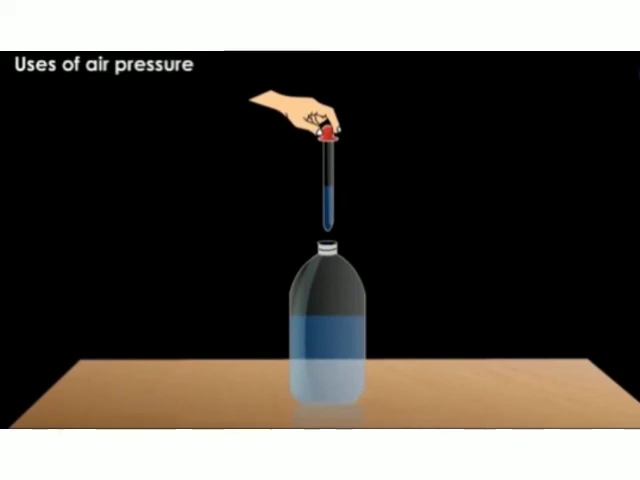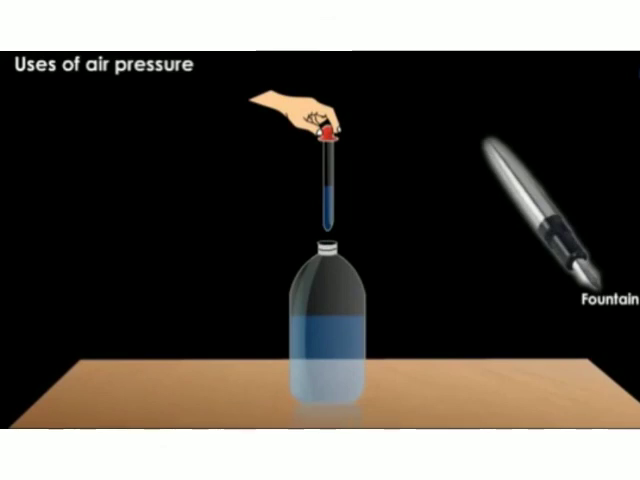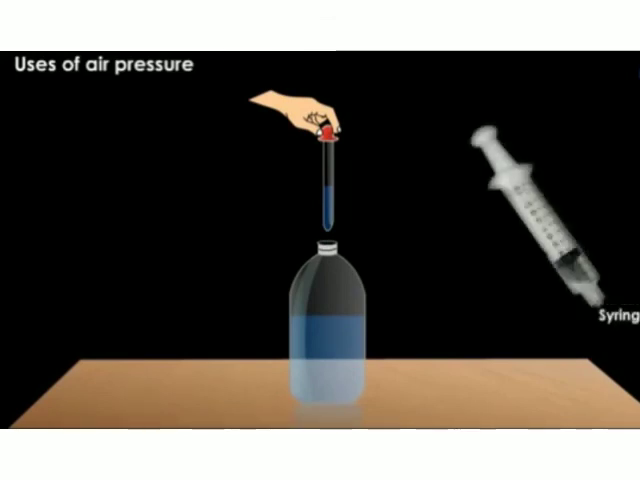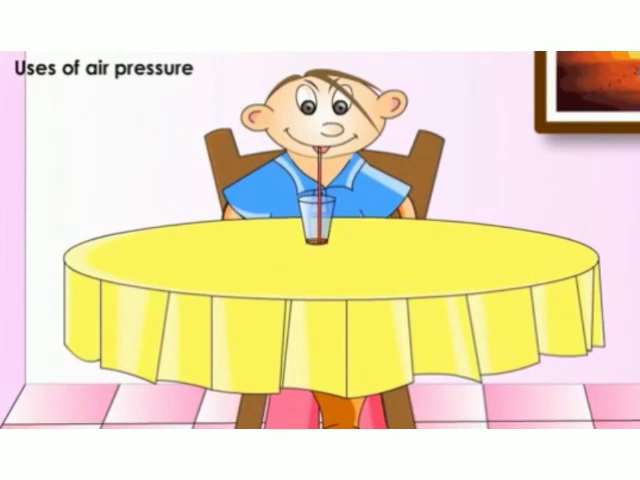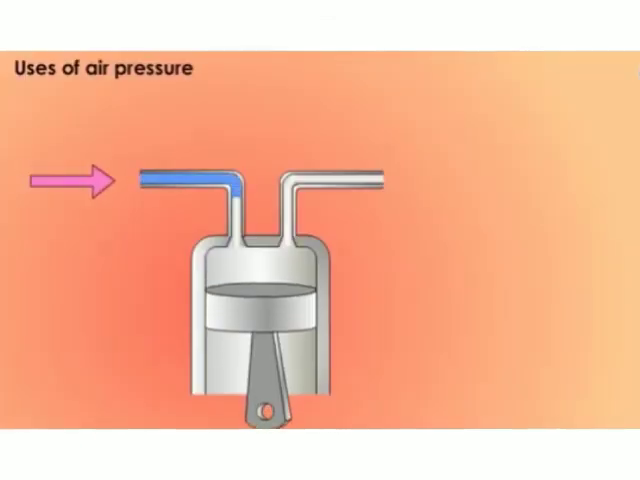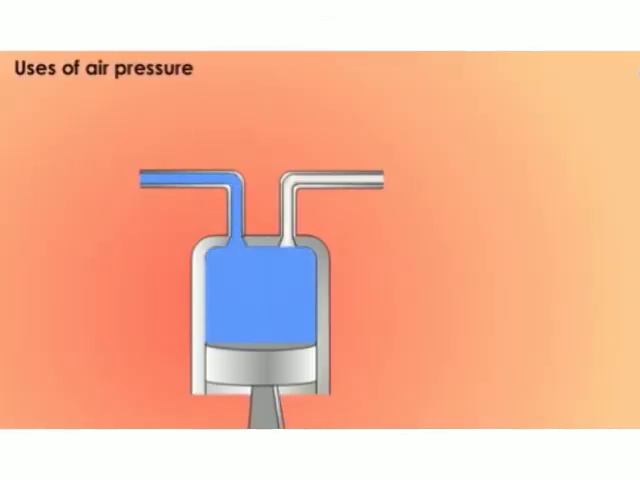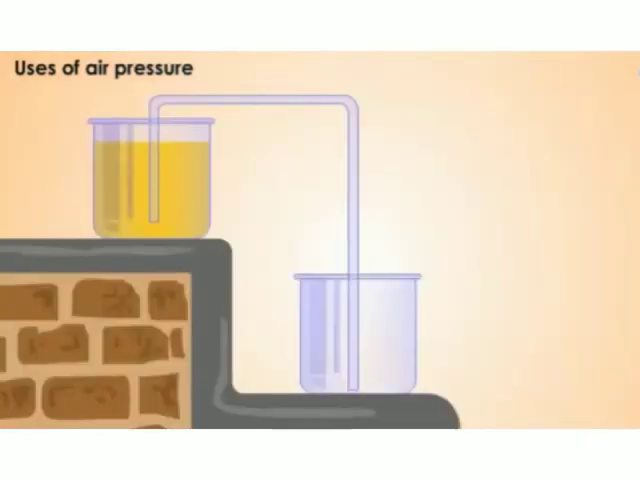A fountain pen is filled with ink in the same way. A syringe also works on the same principle. Drinking through a straw is another example of this. A common lift pump works on the same principle of air pressure. Air pressure also forces liquid through a siphon.